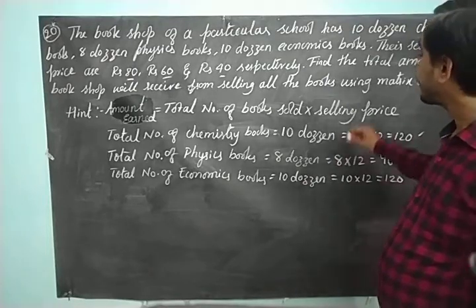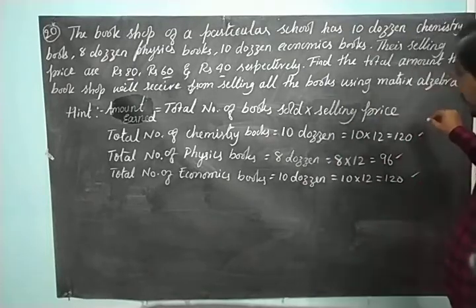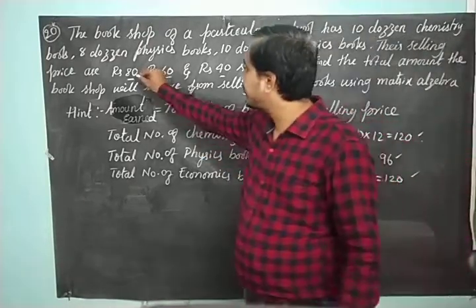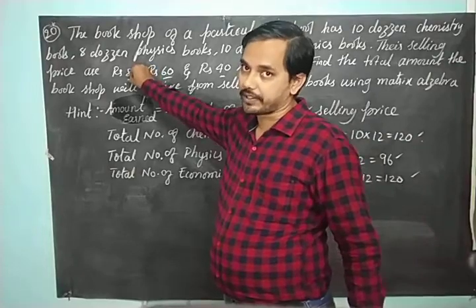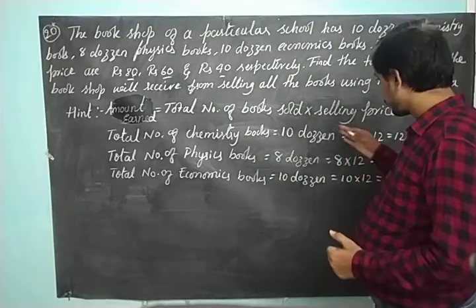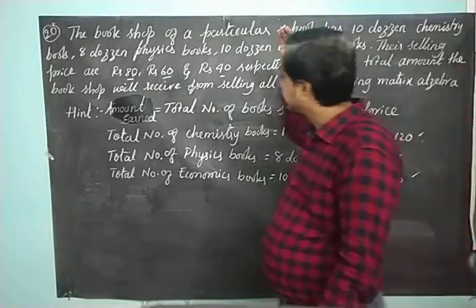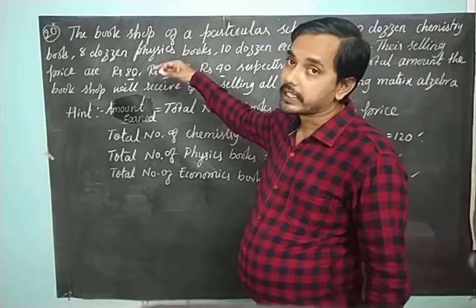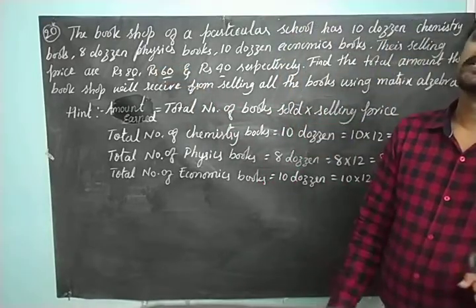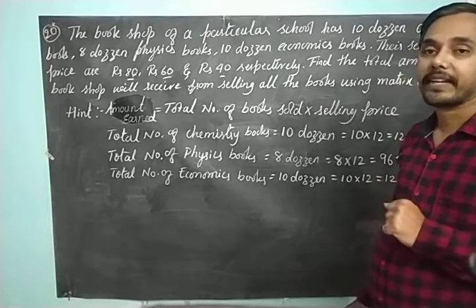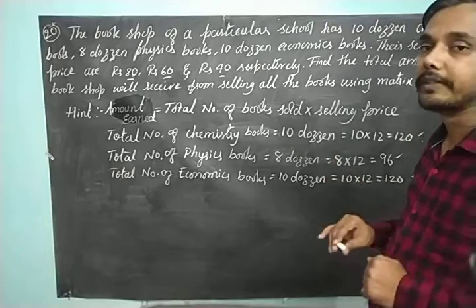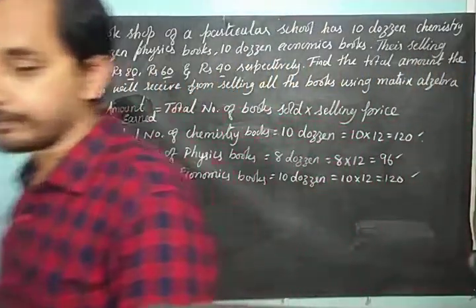But if your first element is 120 books, that is for chemistry, then you should consider the price given here for chemistry. If your second element in the first matrix is physics, then in the second matrix also the second element should be the amount related to physics. In that way you take the matrices and solve it, and you are going to get the answer. So try this and comment the answer in the comment box. Okay, so make a note of that question.